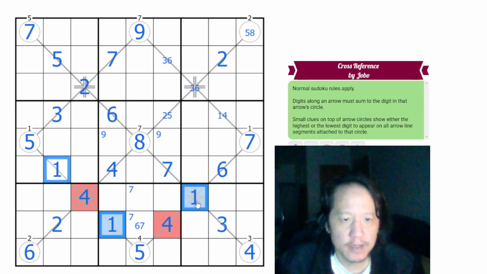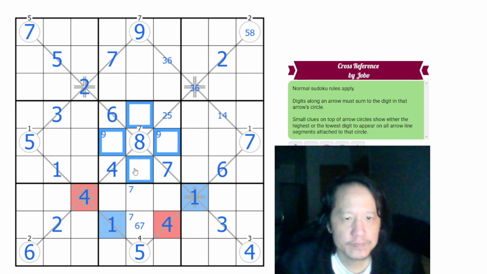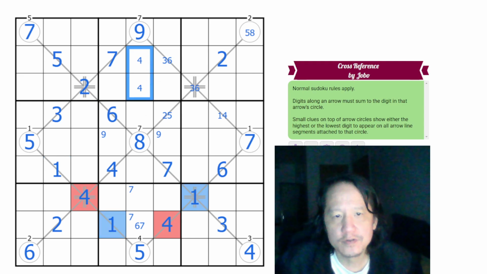What else do we have? This is 7 is the highest. That works. I think we have all the arrows set, essentially. Yeah. 5 cannot be here. 4 has to be one of these 2 cells.